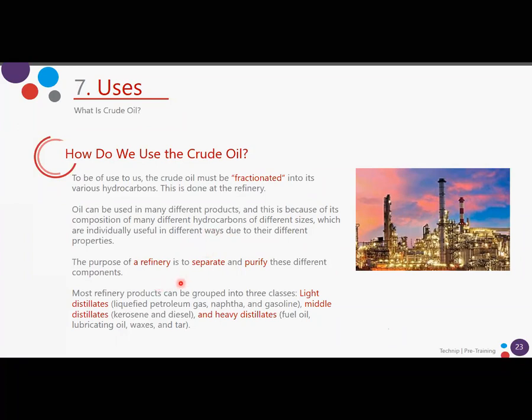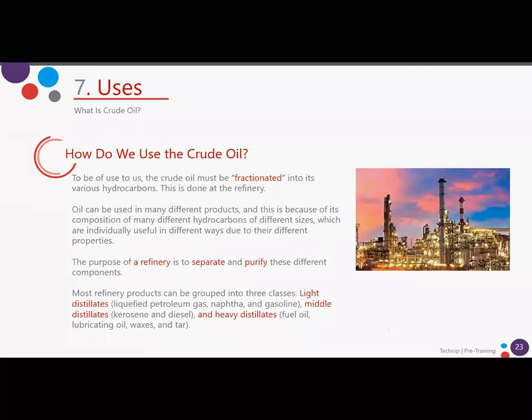Most refinery products can be grouped into three classes. Okay, the light distillates, that is the naphtha and gasoline, the medium distillates, the kerosene and diesel, and the heavy distillates: fuel oil, lubricating oil, waxes, and tar.